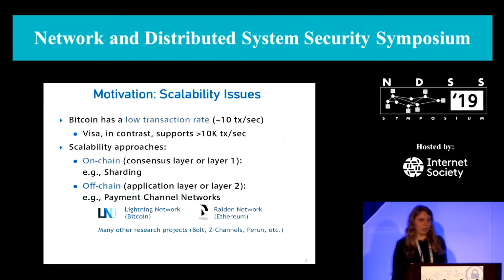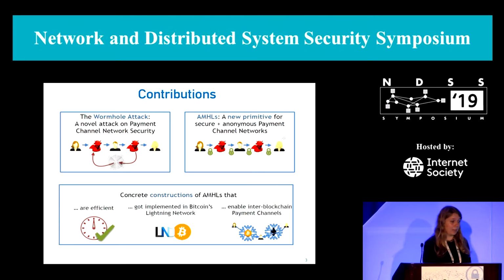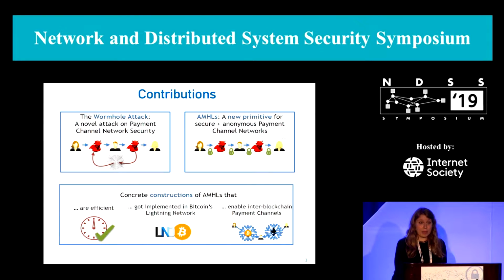In particular, there are the prominent examples of the Lightning Network, which is a payment channel network implemented for Bitcoin, and also the Raiden network, which is implemented in Ethereum. And the main contribution of our work that I want to present today is a novel security attack on payment channel networks, in particular also the Lightning Network.